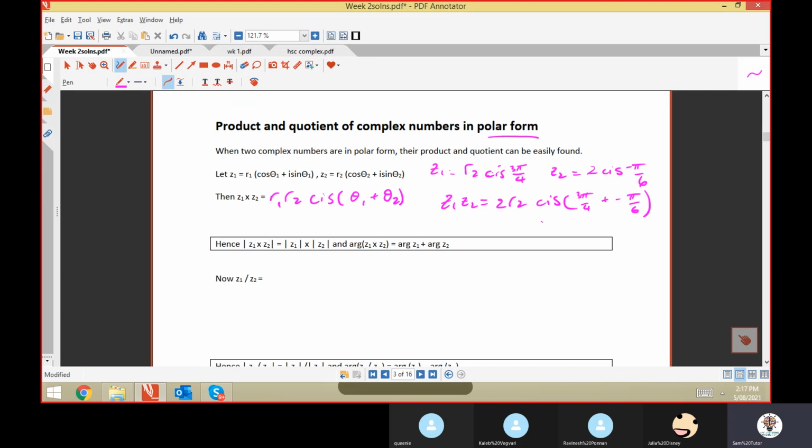And if you simplify it, that's what? 18 take away 4 is 14 over 24, which simplifies to 7 over 12. Easy. So when you're in polar form, you can just multiply your moduli and add the arguments.